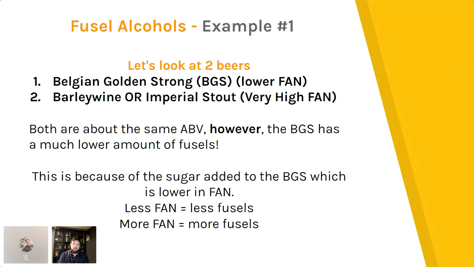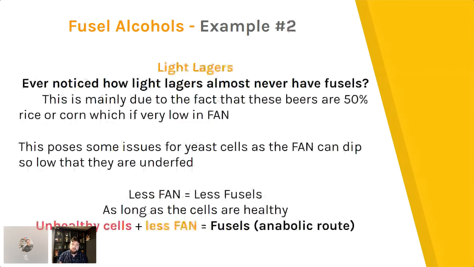Now, the second example I want to show you is for light lagers. If you ever notice, almost all light lagers have almost no fusel character to them. They can have other problems, which we can talk about in the Q&A afterward. But the main reason here is because these beers lack FAN quite heavily. And the reason for this is that corn has very little FAN content to it, much less than barley malt, significantly less than barley malt. So what we see here is less fusels equaling less FAN, less in, less out.